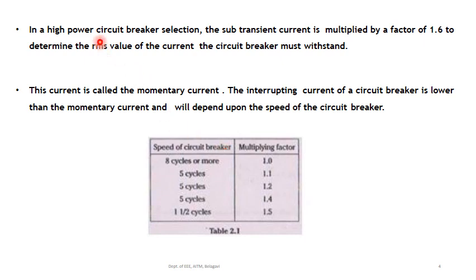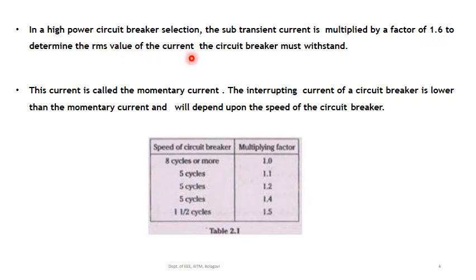In high power circuit breaker selection, we need to multiply the sub transient current by the factor 1.6. So keep this multiplication factor in your mind. Whenever we are going to find out the sub transient current, we need to multiply it by what? 1.6 times to determine its RMS value of the current.